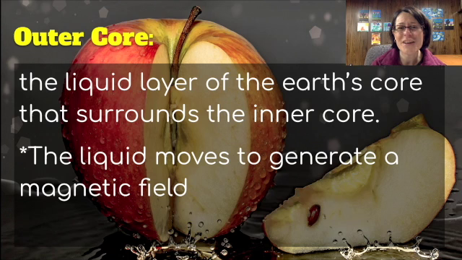And the cool thing about this liquid is that it moves. As it moves, it generates electricity, which in turn causes electric currents, which in turn generate a magnetic field. This is what makes the Earth like a giant magnet. And that's why we can use a compass to help us find direction.